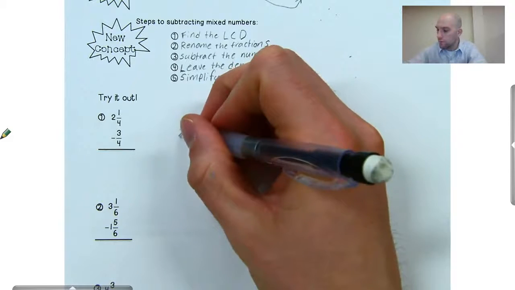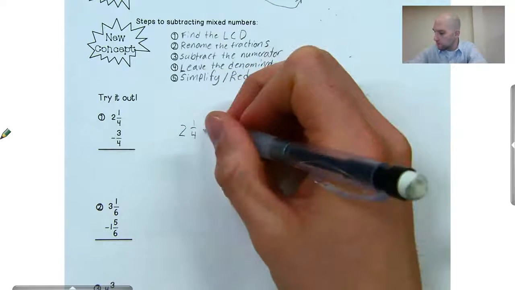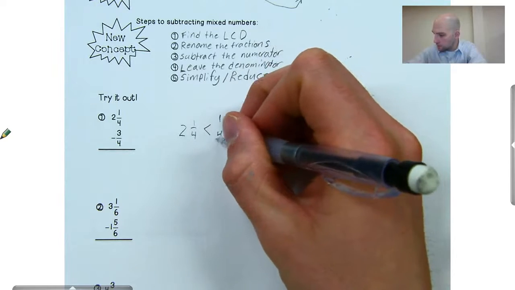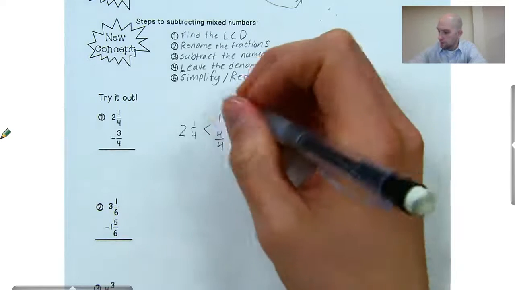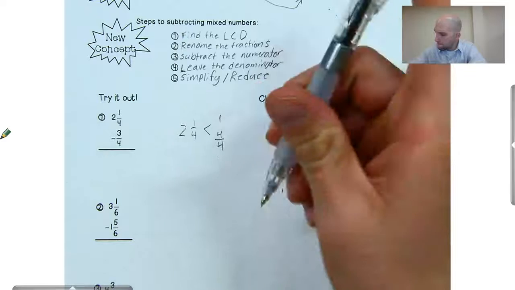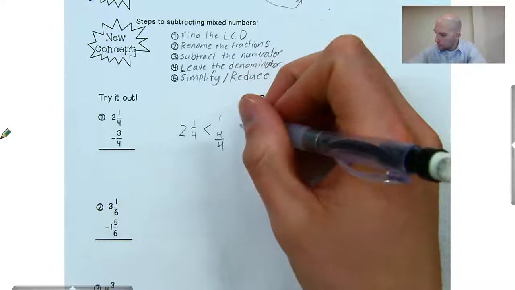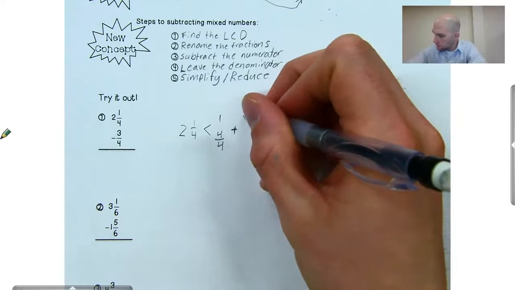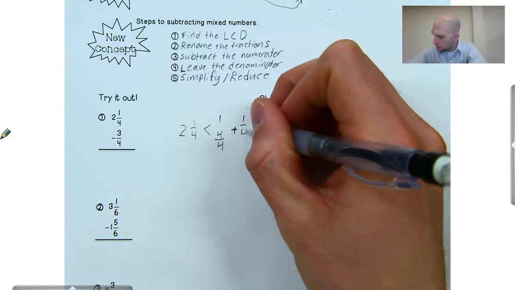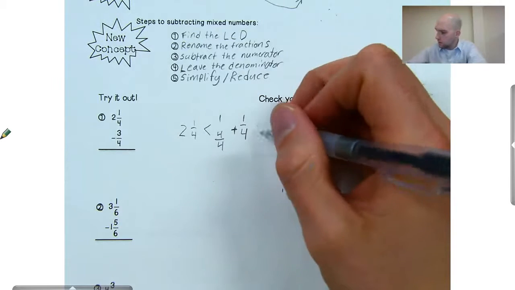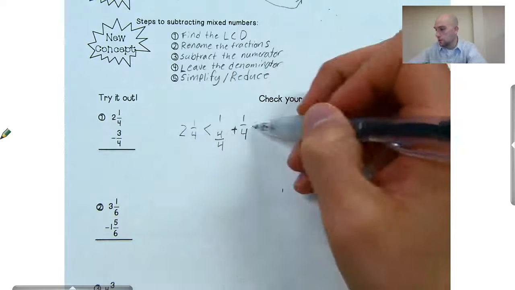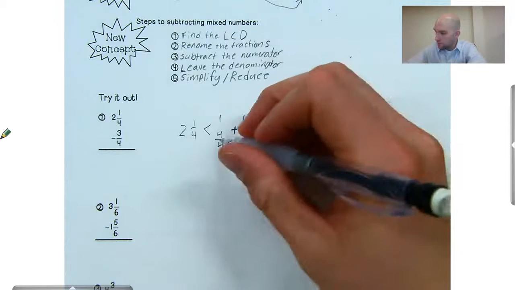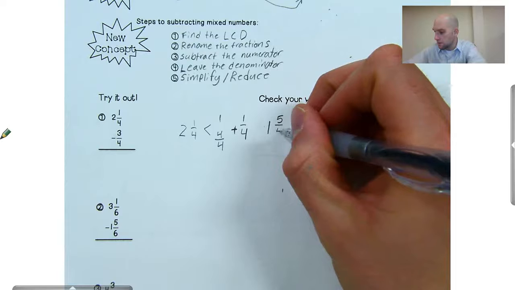So I'm going to turn 2 1/4 into 1 and 4/4 plus 1/4. Because 1 and 4/4 will make 2 plus another fourth. So I have 1 and 4/4 plus 1/4 will give me 5/4 altogether.